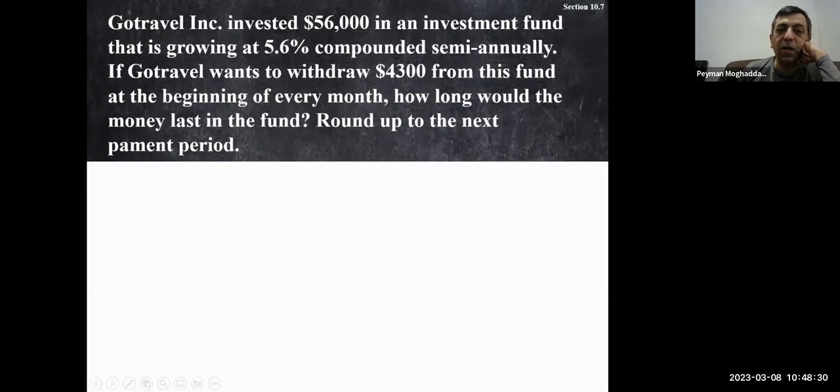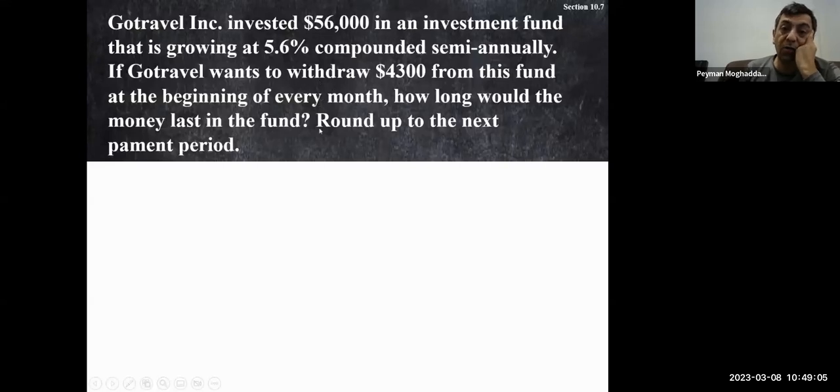First of all, which kind of annuity is this? The beginning of every month means it's due, and the compounding period is semi-annual but the payment is monthly, so it's a due general annuity. Is it a present value problem or a future value problem? You invest the 56,000 and withdraw from it until it's finished. At the beginning you put some money there, and you take money out of it until it's finished. So it's a present value problem: present value due general annuity.